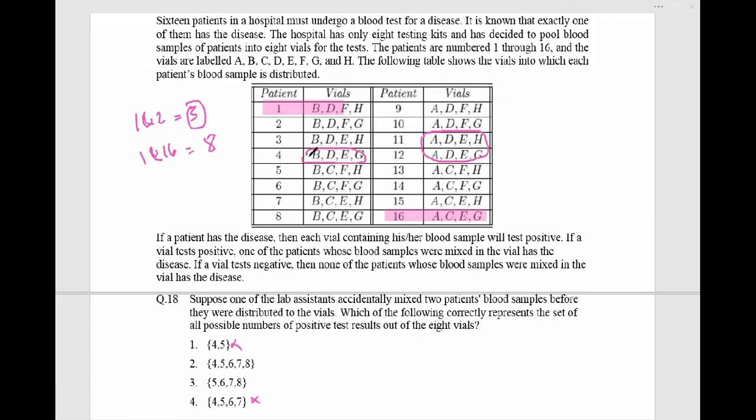BDEG and ACEG have 2 common. 2 common means 2 plus 2 plus 2, 6 will be affected. 3 common means 5 will be affected. 1 common means 7 will be affected. Where can I see 1 common?